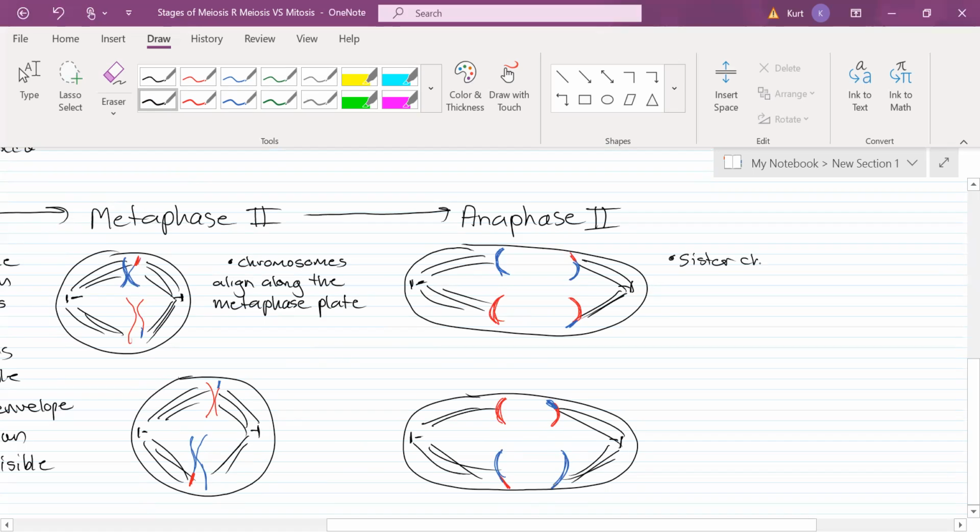Sister chromatids separate and become daughter chromosomes.